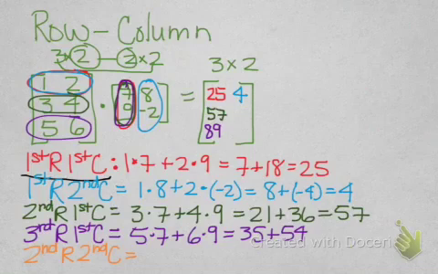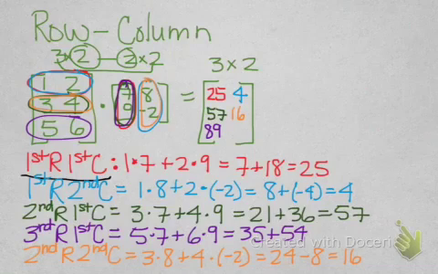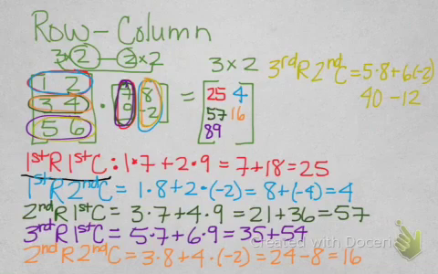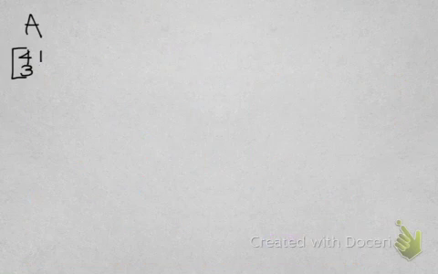Okay, second row, second column is going to be 3 times 8 plus 4 times negative 2. 24 plus negative 8 gives me 16, and it goes in the second row, second column. We have one final entry left, and that's going to be our third row, second column. 5 times 8 plus 6 times negative 2 gives me 40 minus 12, which is 28, and that goes in the third row, second column. So that's matrix multiplication. It's a little bit tricky, kind of long. We'll do a few examples.